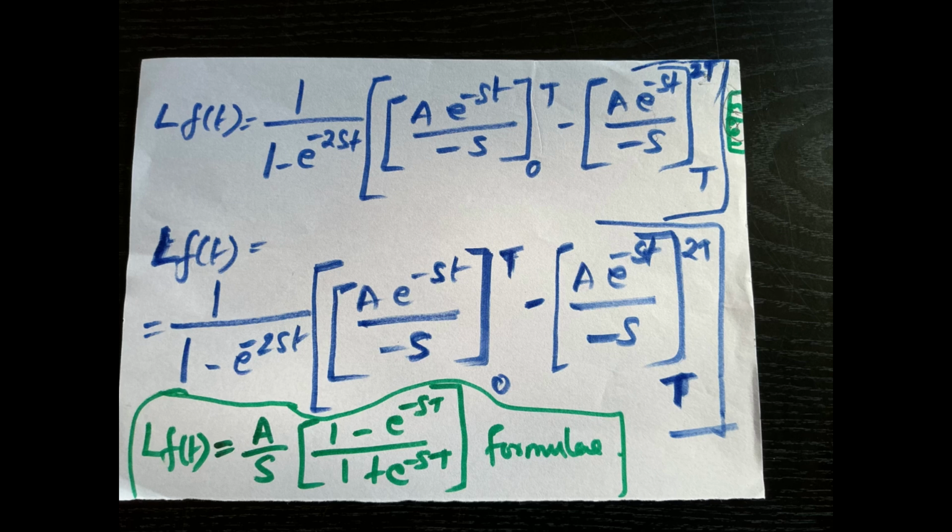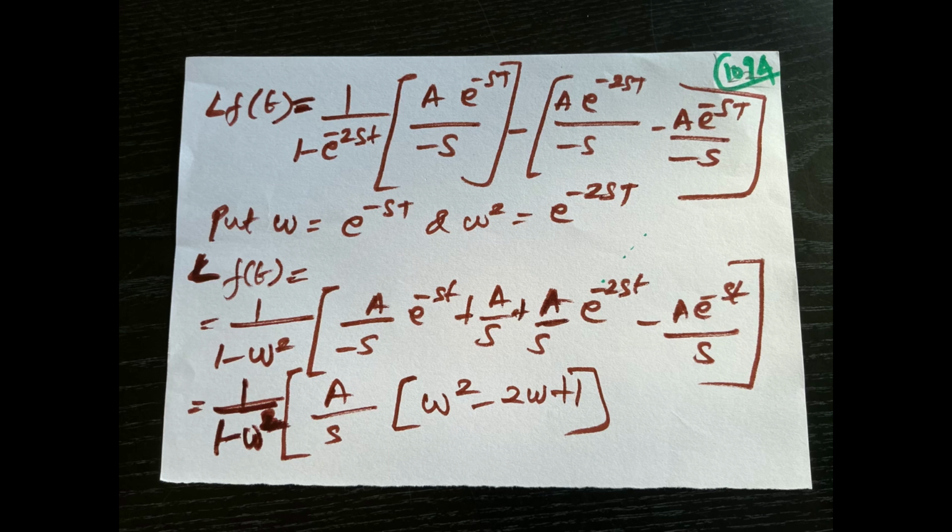So L of f of t is equal to 1 divided by 1 minus e to the minus 2sT, whole bracket, into small bracket a e to the minus st divided by minus s from 0 to T, minus small bracket a e to the minus st divided by minus s from T to 2T. Kindly note that the Laplace formula is L of f of t equal to a divided by s, bracket of 1 minus e to the minus sT divided by 1 plus e to the minus sT. That is the formula we obtained from the previous equations.